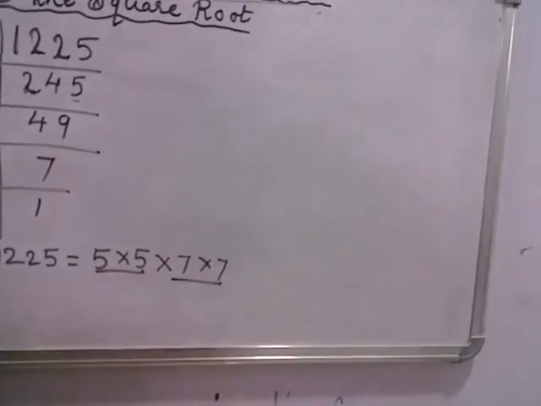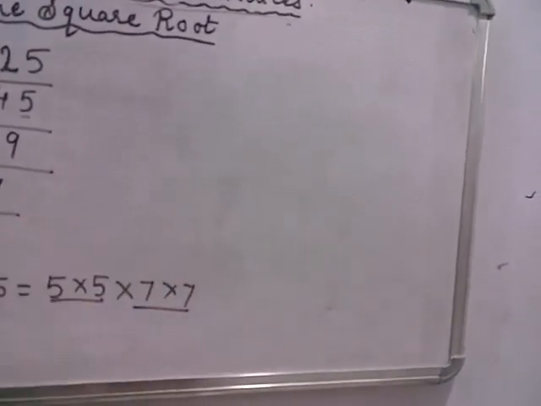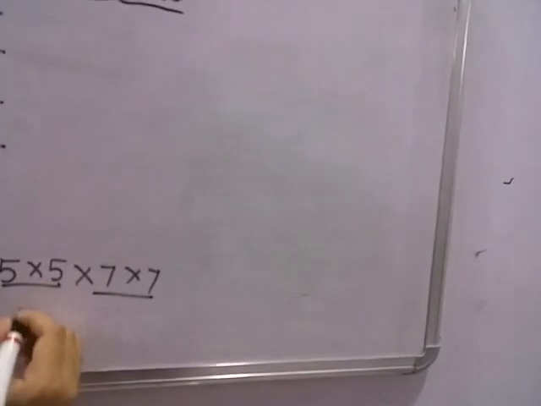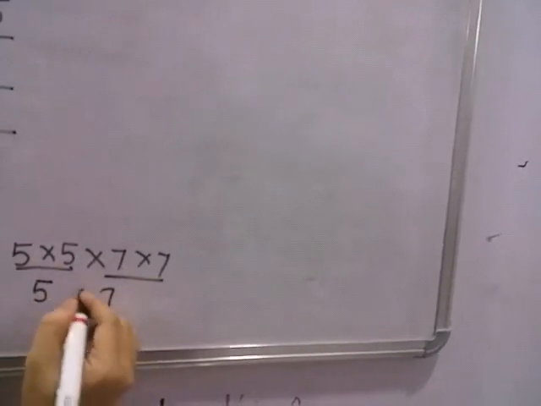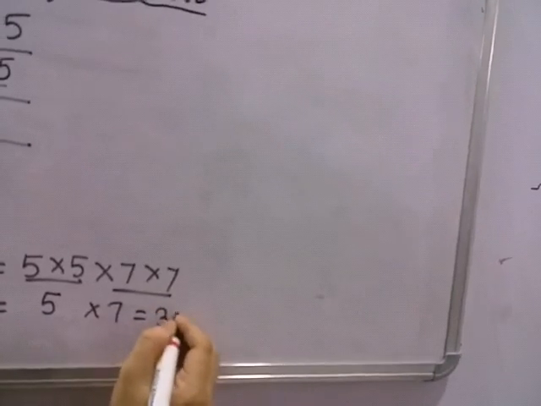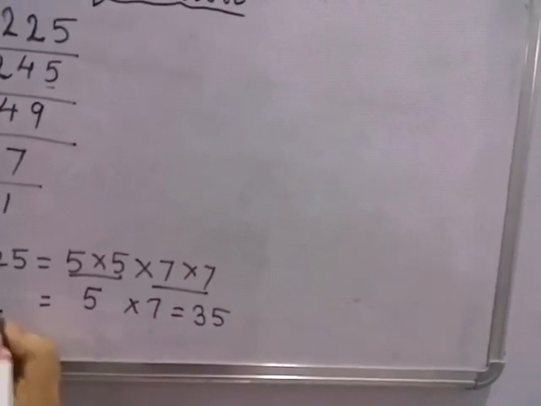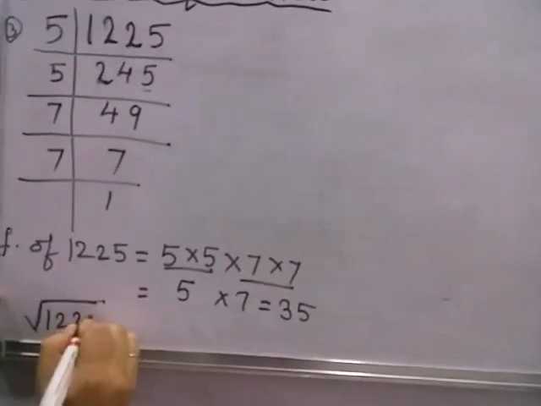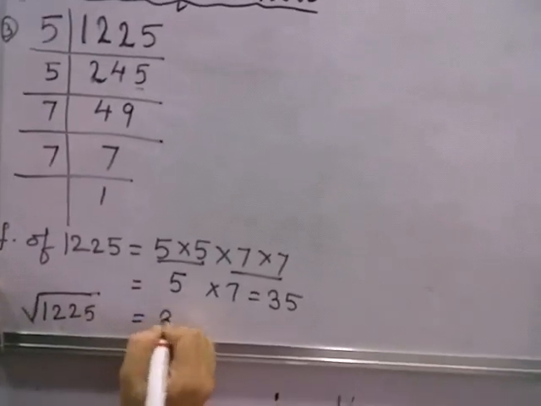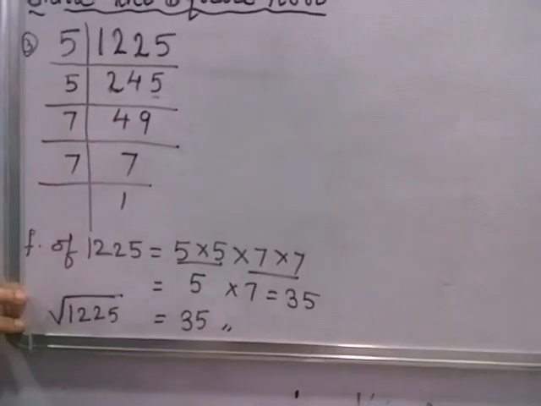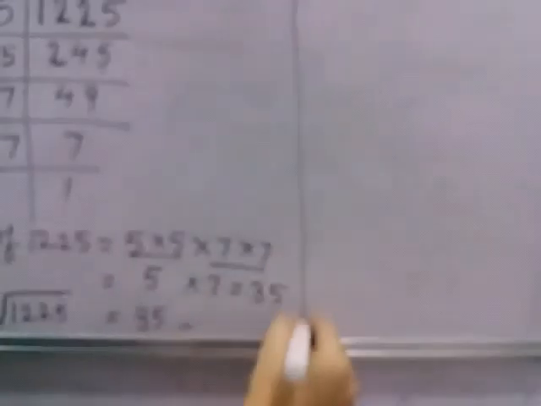So here make a group of two numbers, so that we will write down only once. Here 5 and here 7. So 5 7s are 35. Now the last step is very important because we are going to write the square root. So square root of 1225 is what? 35. Okay student, I hope you understand how to.